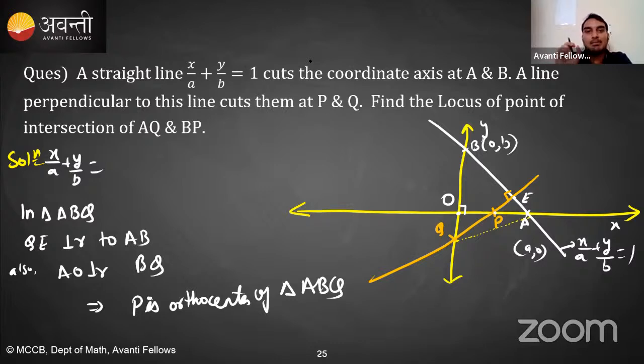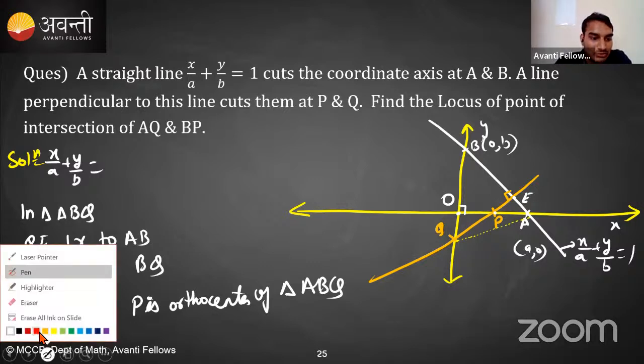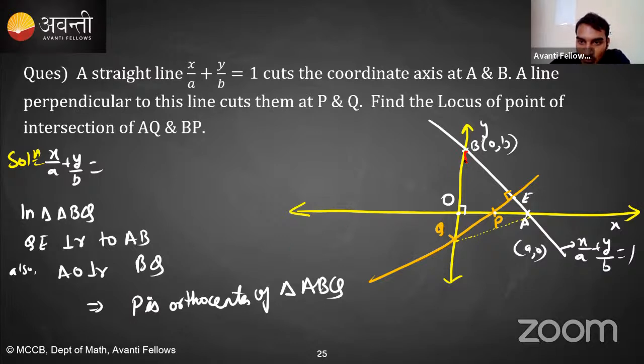Why? Because the point P is the point of intersection of two altitudes of the triangle, and we know that all three altitudes of the triangle are concurrent. So it means the third altitude will also pass through P only, right? So the line BP that they are talking about is also passing through the orthocenter. So when it intersects AQ, it will be perpendicular. Clear? Is this clear or not? So this line BP is perpendicular to AQ. Okay. So now we have to find the locus of the point of intersection of AQ and BP.